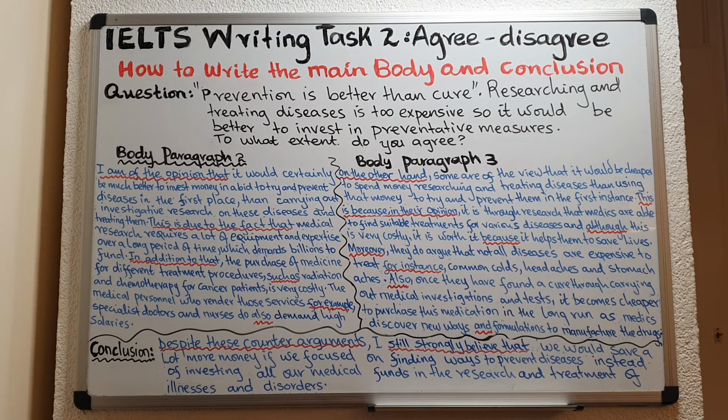In this lesson, we are going to learn about IELTS writing task 2. We are going to focus on how to write an agree, disagree type of essay. In this lesson, we are going to learn how to write the main body and the conclusion. In the previous lesson, we learned how to write the introduction. We learned how to write the background statement and the thesis statement for the introduction.